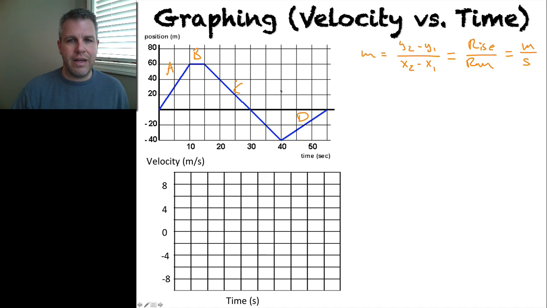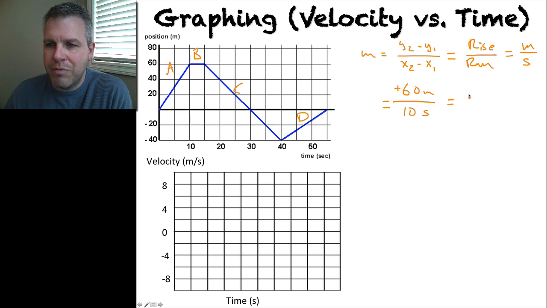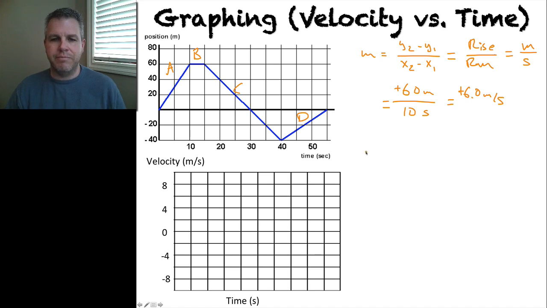So I'm just going to quickly review again how we calculate slope, and then how we put it onto our graph. So if we look at segment A, I know that that has a rise of positive 60 meters. Okay, so 60 meters positive, and it has a change in time of 10 seconds. And we don't have to worry about the positive. Time's always going to be positive. We never do go back in time. So that gives me a slope of 6.0 meters per second positive.